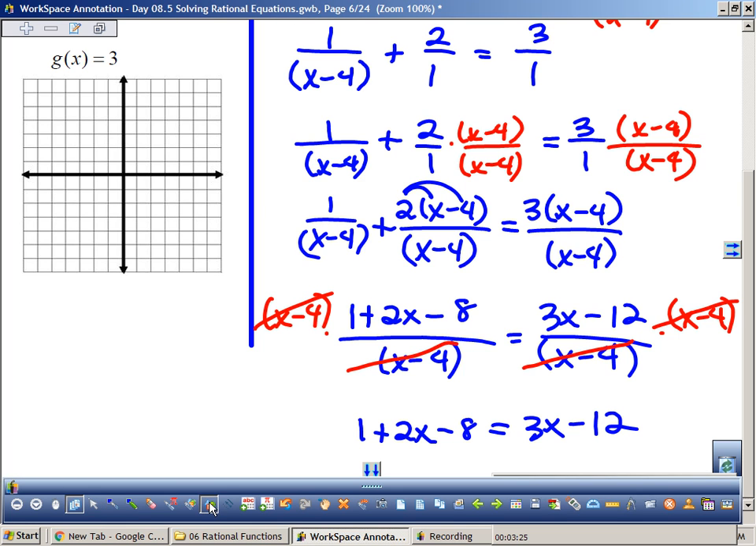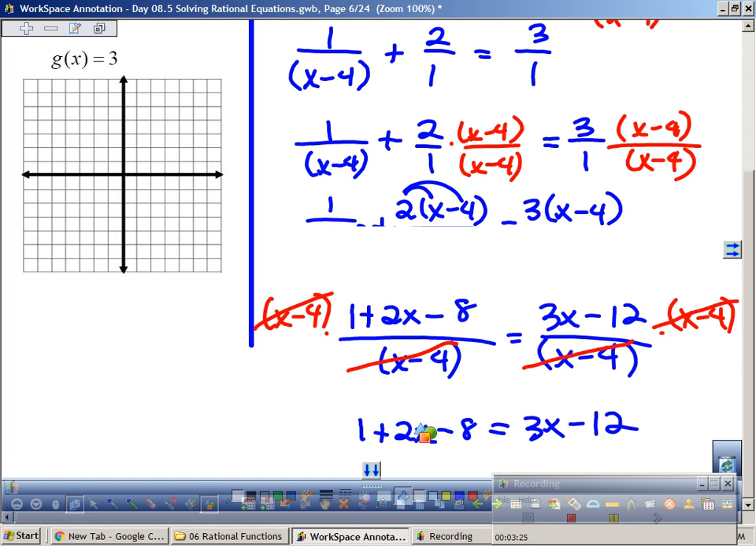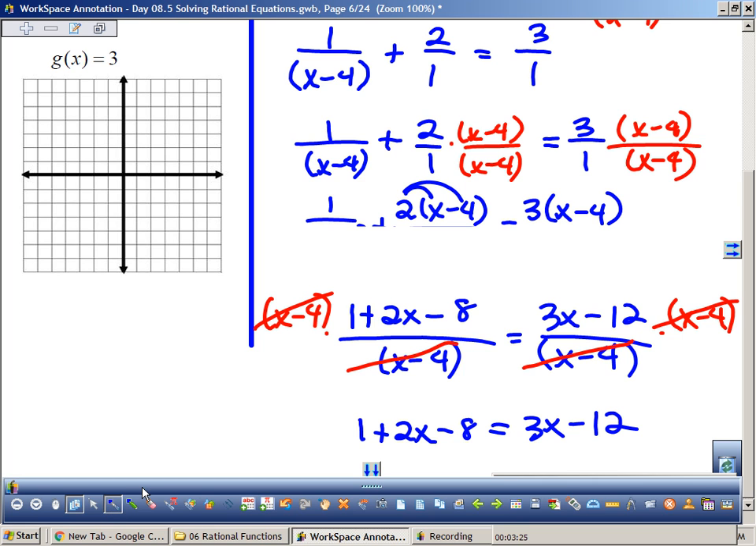But check this out. Couldn't I have done that right there? It's the same. 1 plus 2 times x is 2x minus 8. It's the same exact thing. So I just cut out a huge step by knowing that if all my denominators are the same, then I can just concentrate on the numerators. That's all I need. It just takes that step right out.